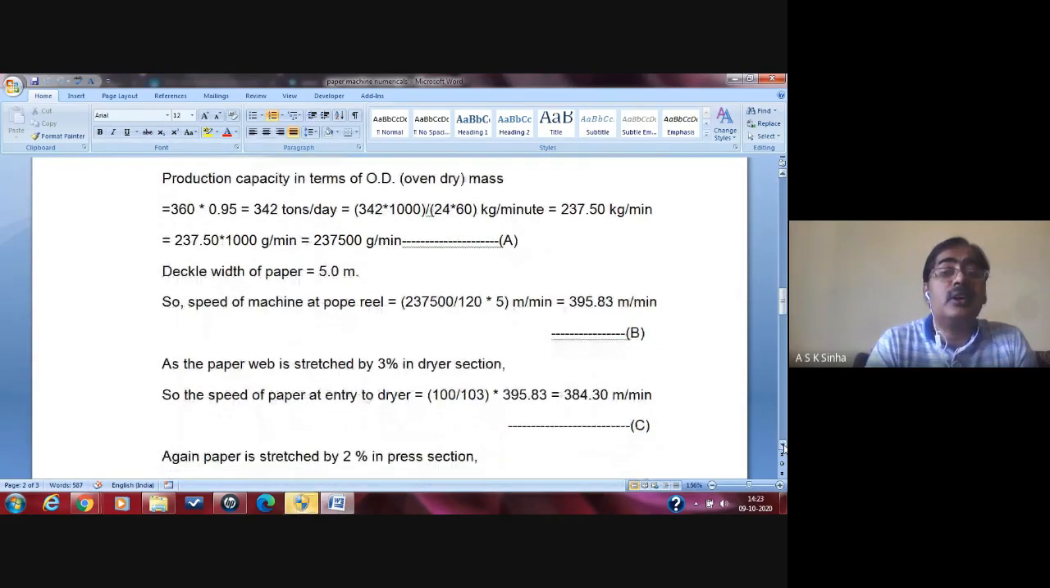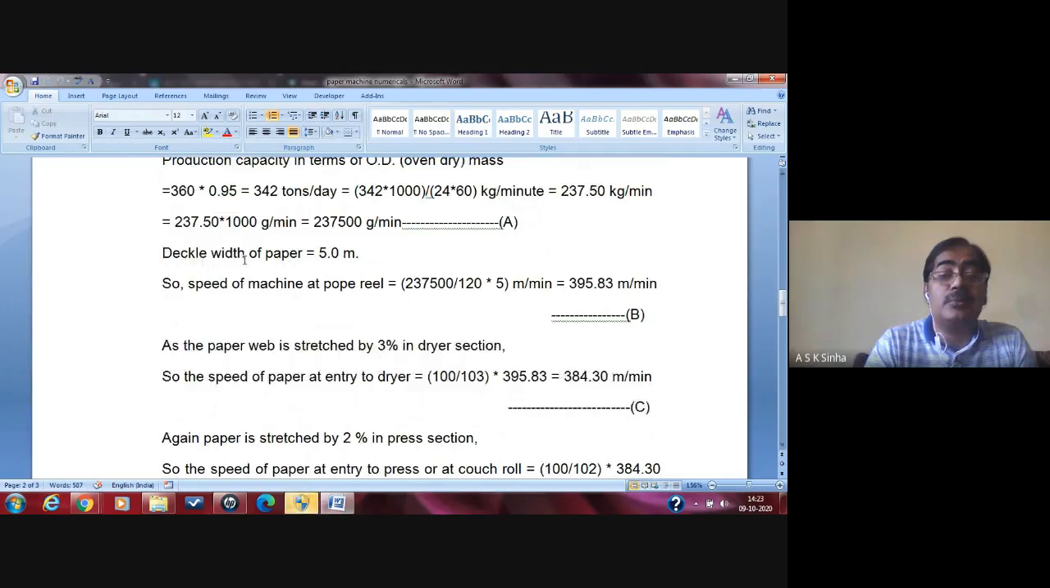Let us have another parameter. The deckle width of the paper machine is 5 meter. That means whatever paper we are producing has a width of 5 meter. So the speed of the machine at the pope reel can be calculated. This is the production rate here in terms of gram per minute, and if we divide it by the width of the paper, the production rate in gram per minute, that means the mass flow, is divided by the width here. Again, we are dividing it to get the result in terms of meter per minute here.